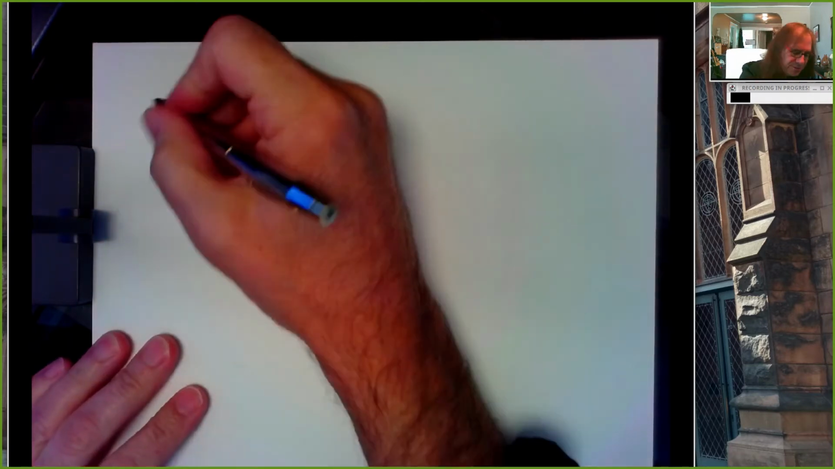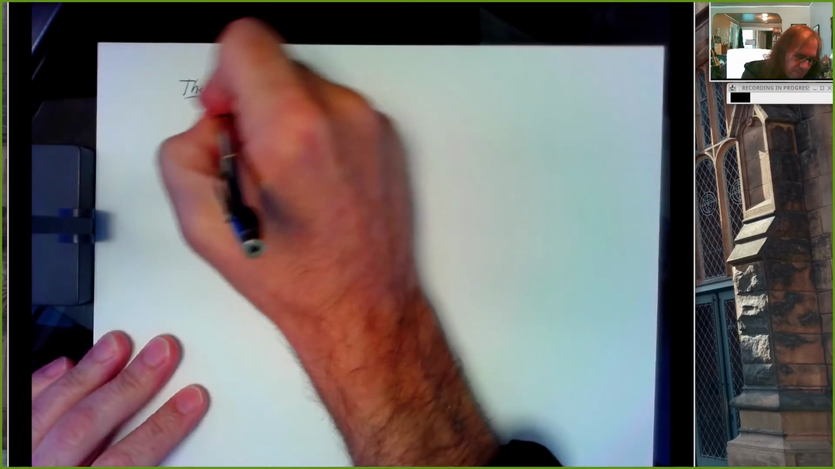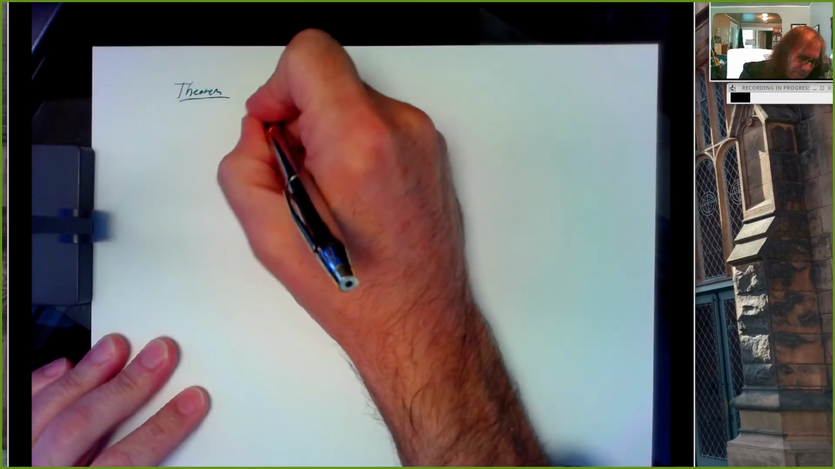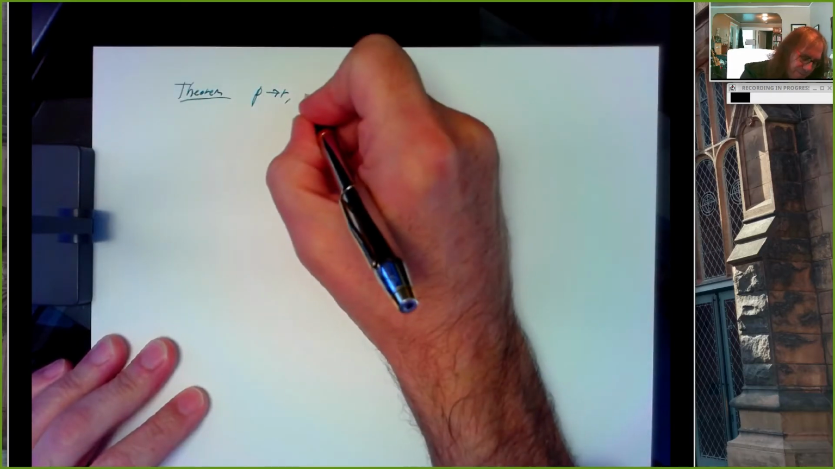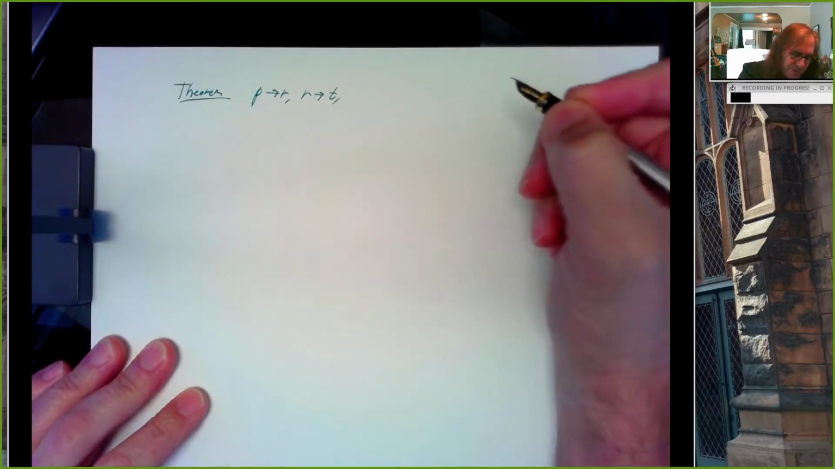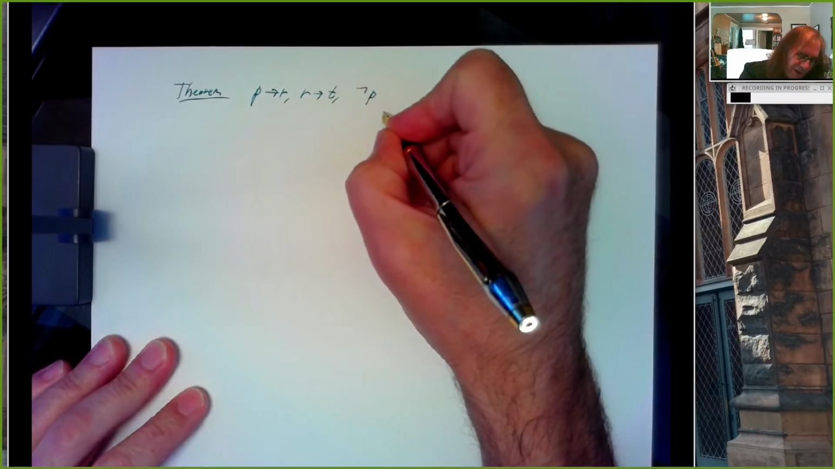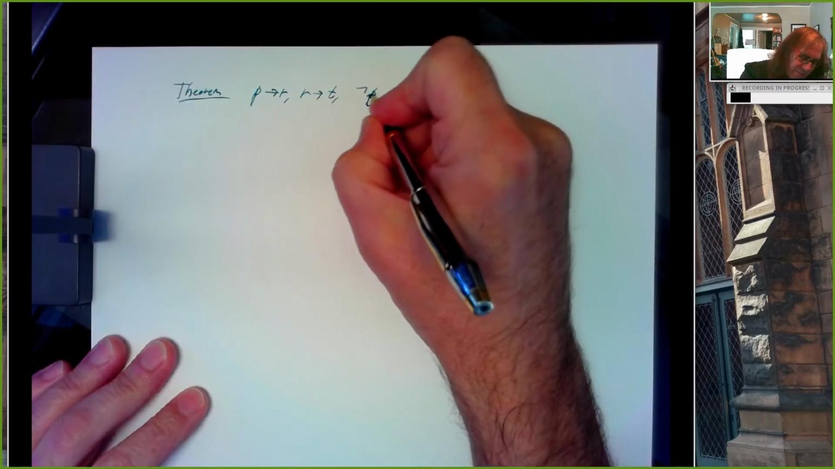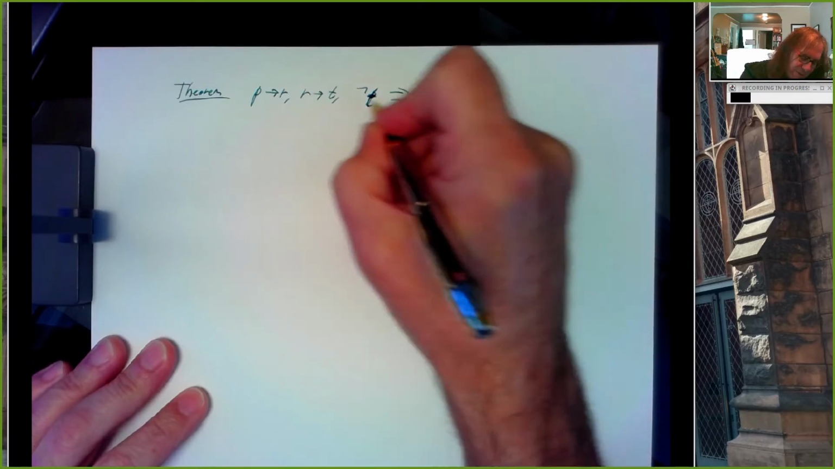So here's a theorem that we're going to try to prove. Let me do P implies R, R implies T, not T. And our claim is that all of this implies not P.